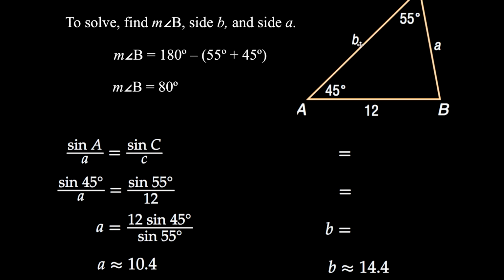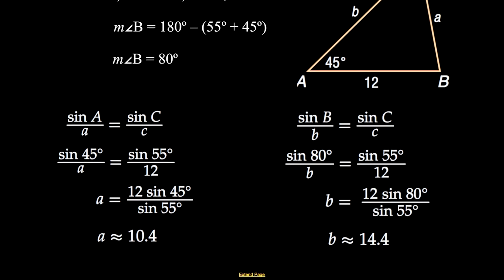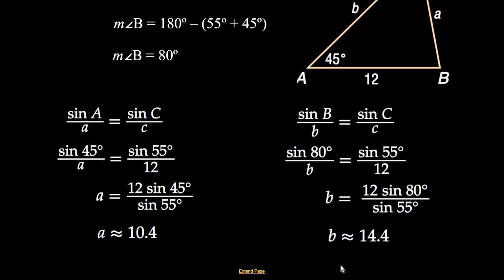So now I want to go ahead and find the opposite side B. I found side A, I need side B. So I'm going to do the sine of B over B equals the sine of C over C. And angle B we found out was equal to 80. So we're going to do the sine of 80 over B is equal to the sine of 55 over 12. Cross multiplying, we get 12 times the sine of 80 is equal to B times the sine of 55. So 12 sine of 80 divided by sine 55 gives us an approximate value of B equal to 14.4 units.